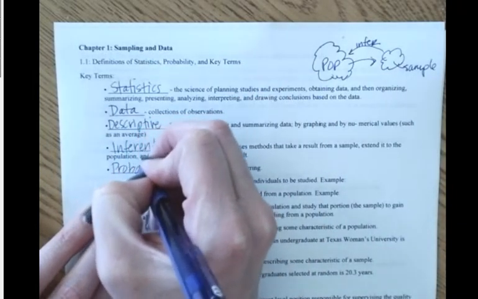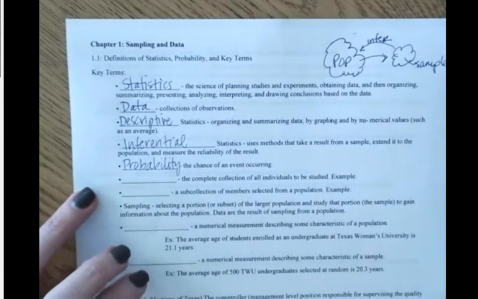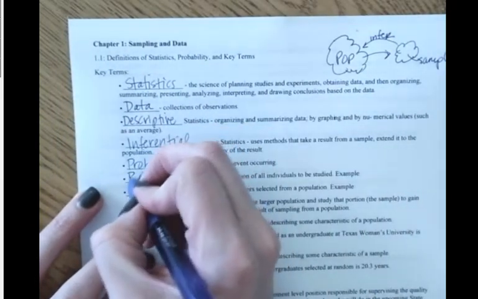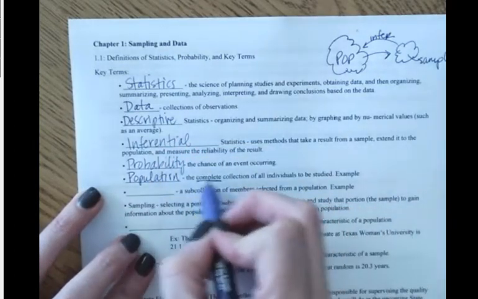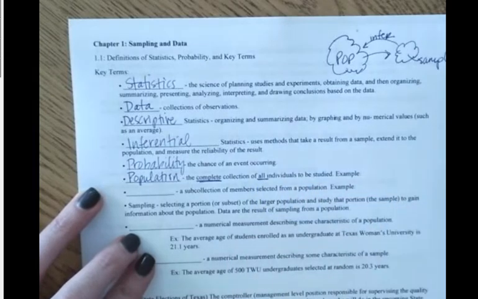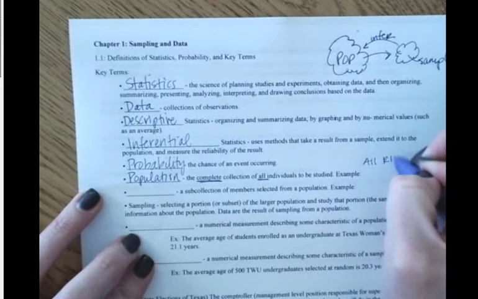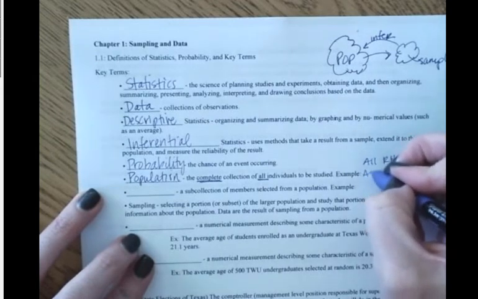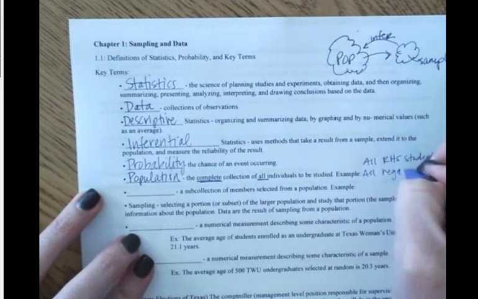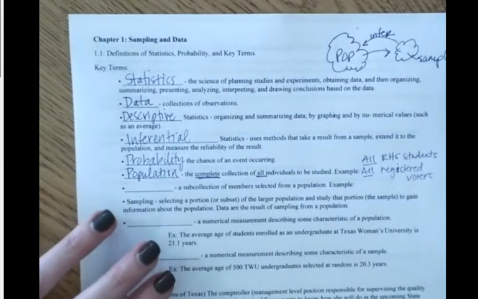Probability is the chance of an event occurring. Here's another word for you. Population. You know this, but in this case it's the complete collection of all individuals that is to be studied. For instance, I could say all Richland High School students, or all registered voters. Okay, notice all is a key component for a population.